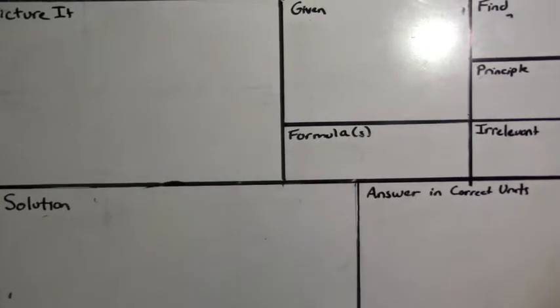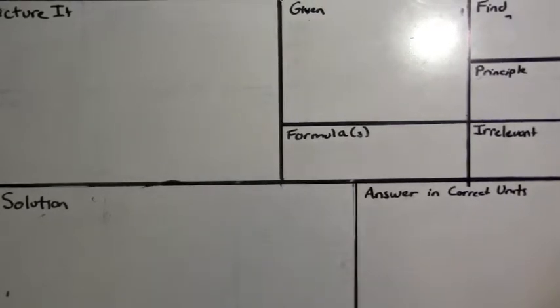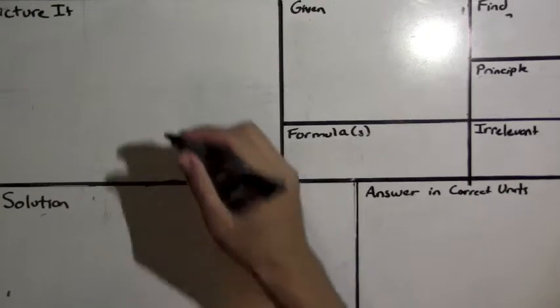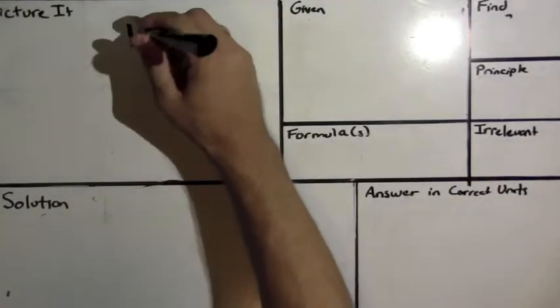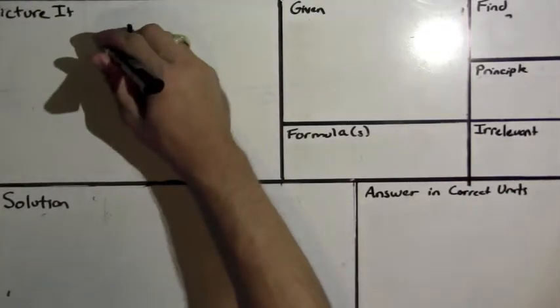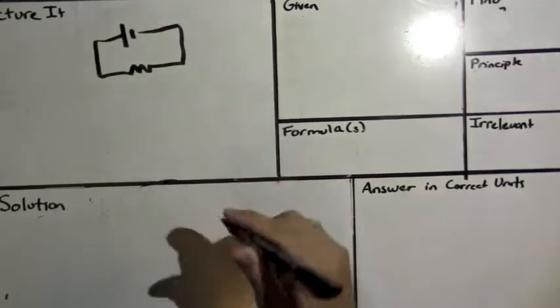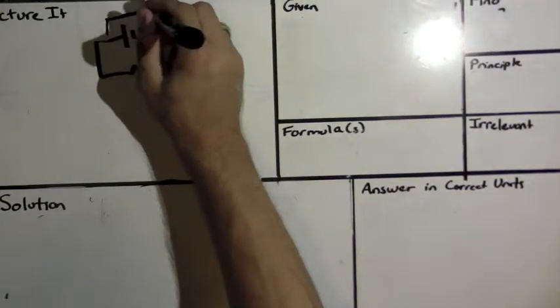Okay, in this example, it says a 1000 megawatt laser is produced by a 100 milliamp current. What is the voltage responsible for producing the current? So we're going to picture it. We have a voltage source, and we're going to have some sort of resistor. And we want to know what the value of this voltage source is. So we want to know what that voltage is.